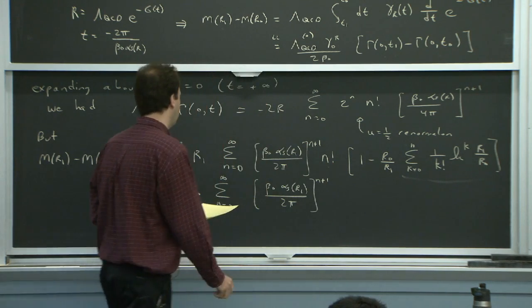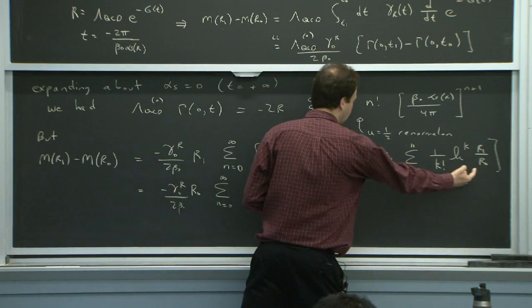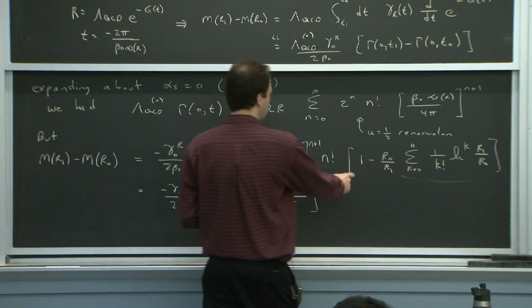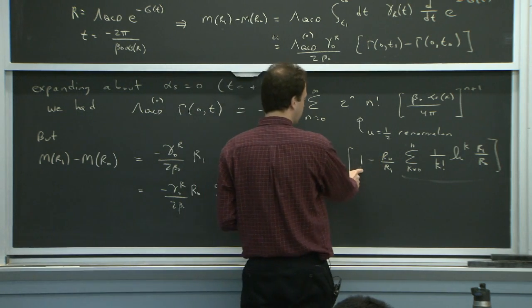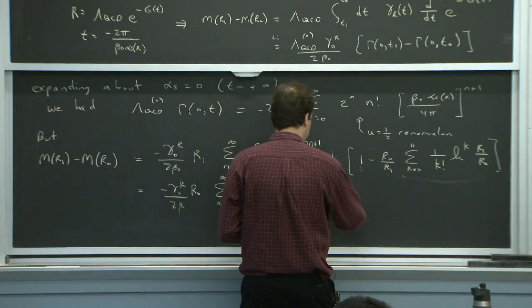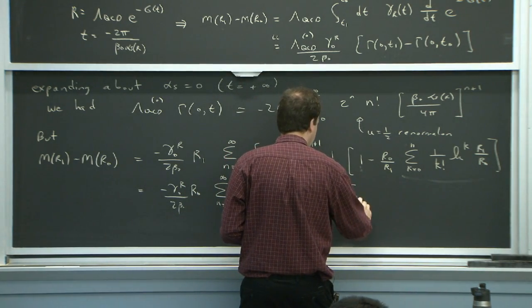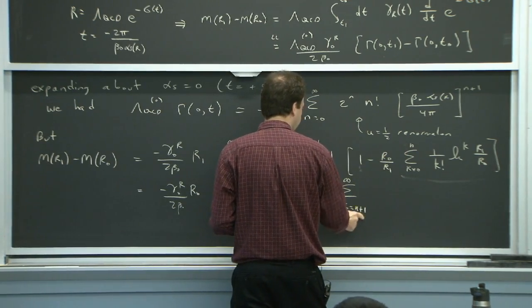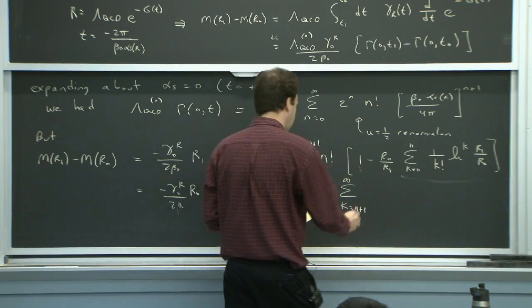This n factorial here, you might worry, well, this thing here has to fall fast enough to get rid of that n factorial. So write this thing out, this 1, as an infinite series of terms from 0 to infinity of the same form as this. And then what you're left with is the following thing. All the terms from 0 to n cancel, and then you're just left with the terms from n plus 1 to infinity.